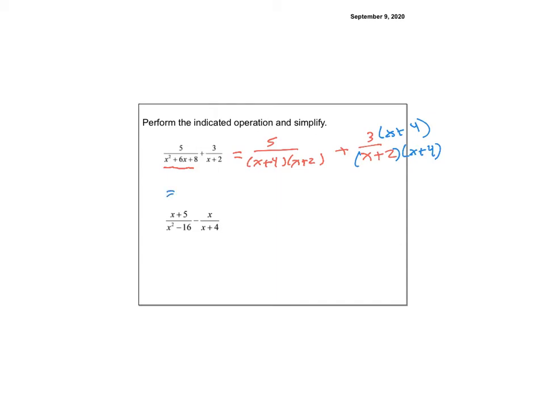So the first fraction can just stay like that. Let's distribute this 3 through. We're going to leave a 5 up here. Distribute the 3 through, we get a 3x plus 12 all over the common denominator of x plus 4, x plus 2. And then simplify the numerator. So you've got a 3x, and then the 5 plus 12 is 17, all over the common denominator of x plus 4, x plus 2.